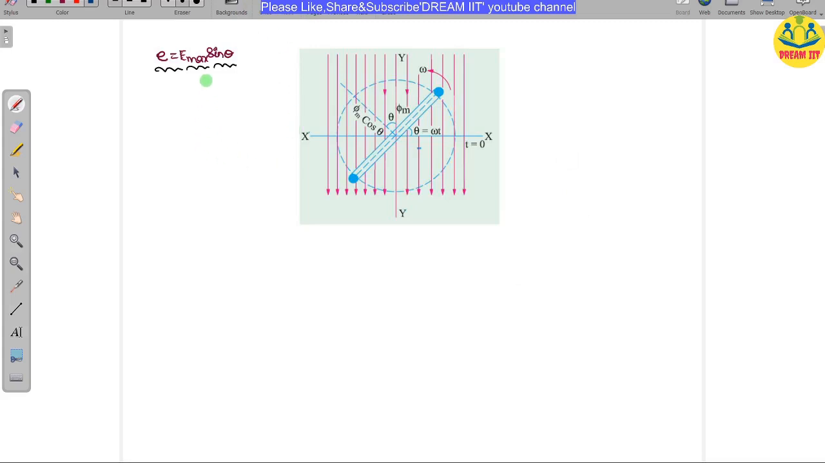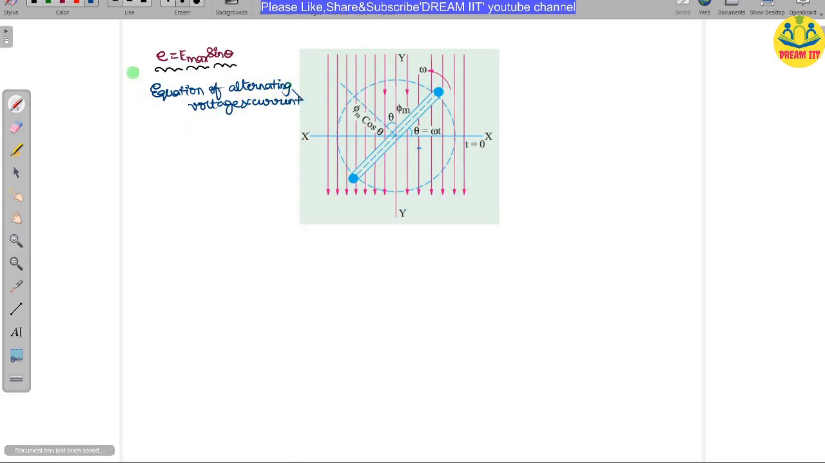Next, this is very important today: the equation of alternating voltage and current.